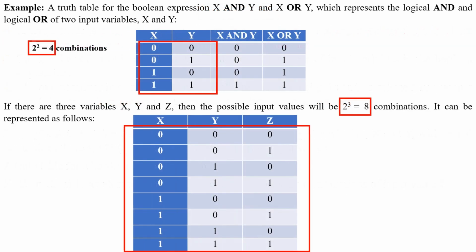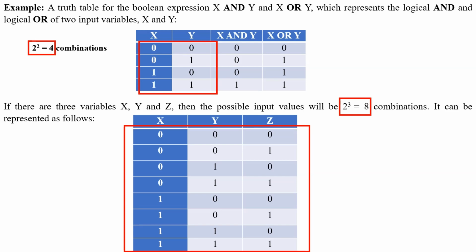Now, look at this first table. Here's an example of a truth table for the Boolean expression x and y and x or y, which represents the logical AND and logical OR of 2 input variables, x and y. There are 2 variables x and y, and the possible input values will be 2 power 2 is equal to 4 combinations. The possible combinations of input values of x and y start from 0, 0 and end in 1, 1. Now, look at the second table.